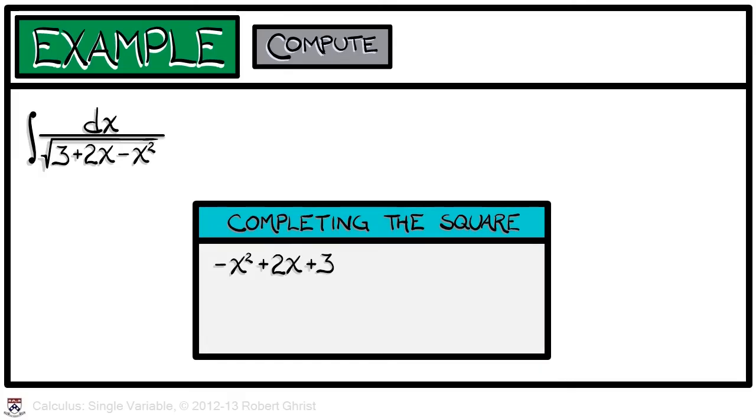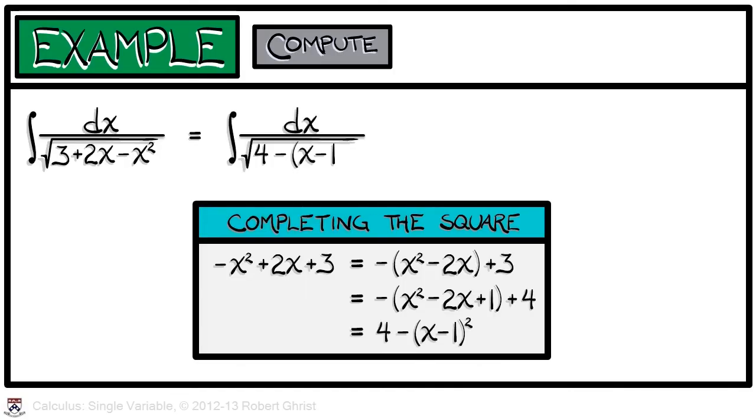We're going to rewrite the term under the square root, negative x squared plus 2x plus 3, as negative quantity x squared minus 2x minus 3. Then we're going to turn the x squared minus 2x into a perfect square, rewriting that as x squared minus 2x plus 1. Of course, we're not allowed to stick in that plus 1 without compensating in what is left over. And keeping track of that minus sign, we get the equivalent expression 4 minus quantity x minus 1 squared.